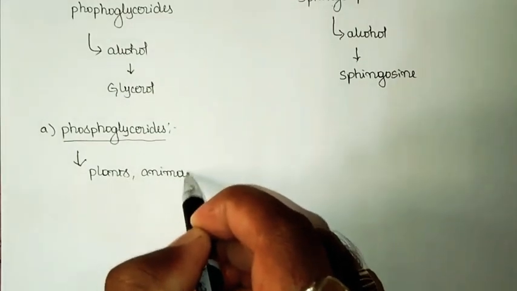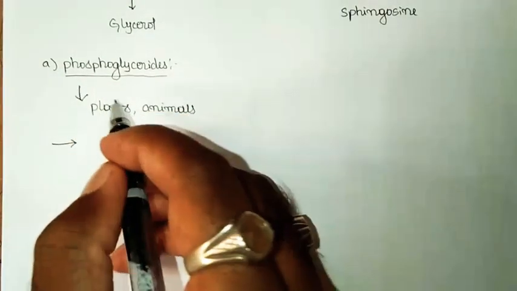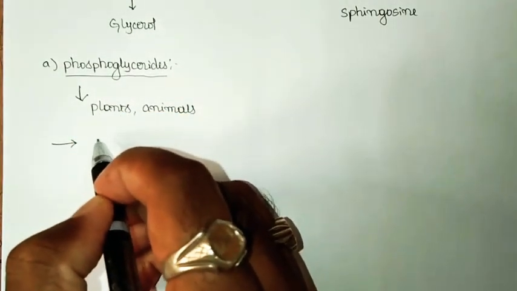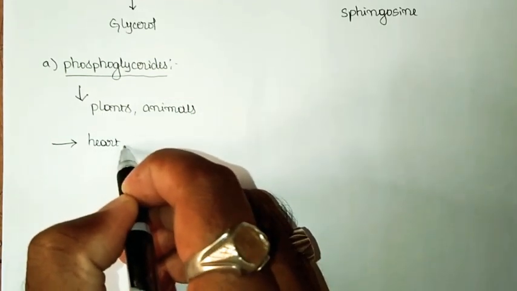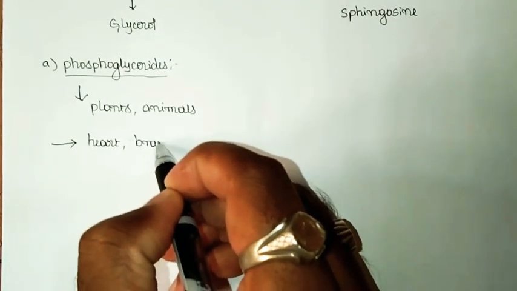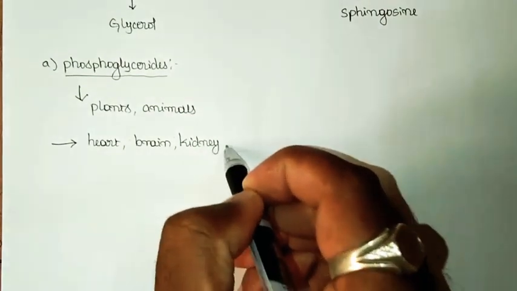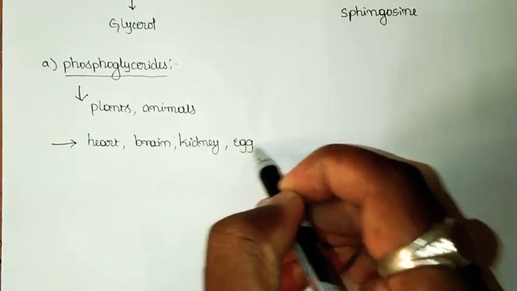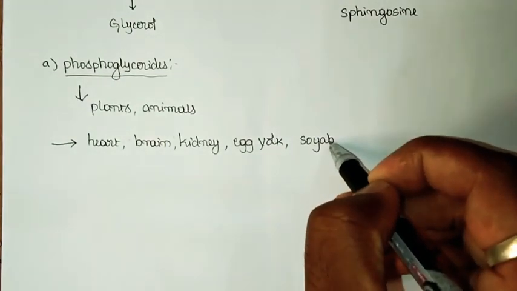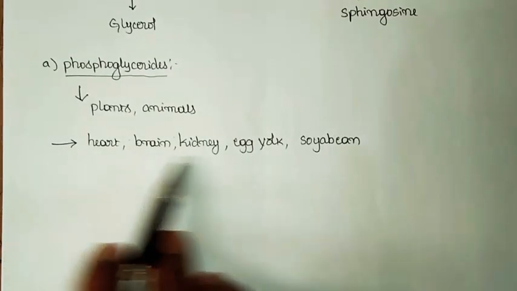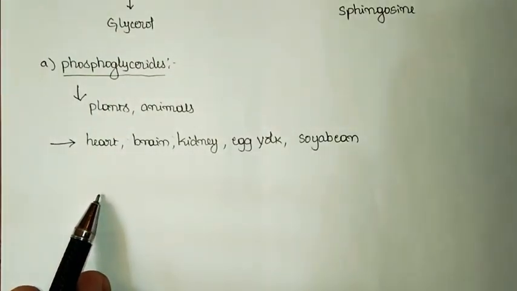In both cases phosphoglycerides are present, and they are more abundantly present in animal organs. They are mainly present in the heart, and are one of the main components of the brain. They are present in the kidney, in the egg yolk, and also in soybean. These are the materials wherein we can observe the presence of phosphoglycerides.